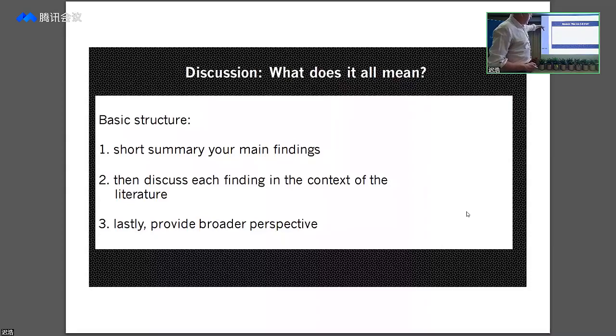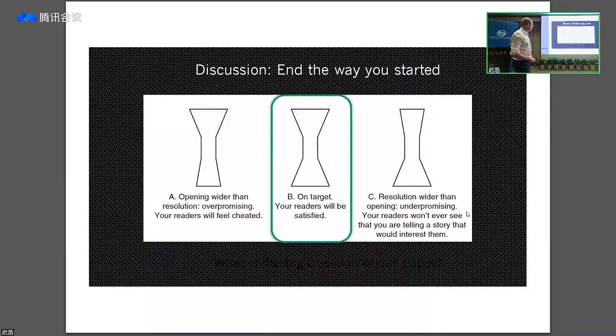And then at the very end, as a sort of conclusion, you need to provide a broader perspective. You need to provide a discussion on what the implications of your findings are for the field and for the understanding of your particular work.